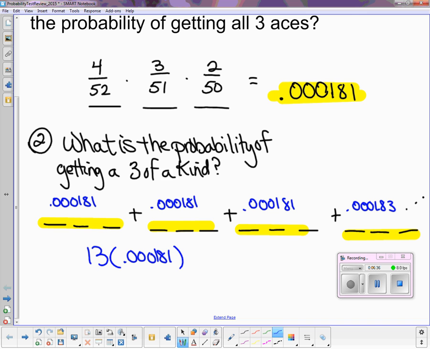Is it a 3? Okay. Do you understand where that 13 is coming from? I'm adding it 13 times. So when I multiply this by 13, what do I get? So 0, 0, 2, 3, 5. Okay? So it's 1 less 0, so it's a little bit easier to get a 3 of a kind than it is to get 3 aces, and we kind of expected that.